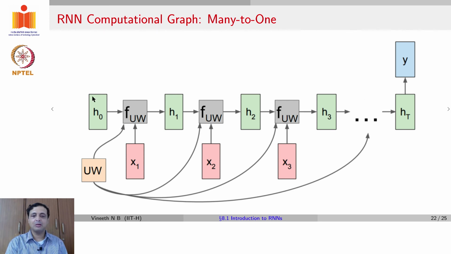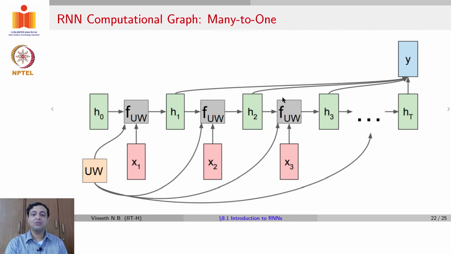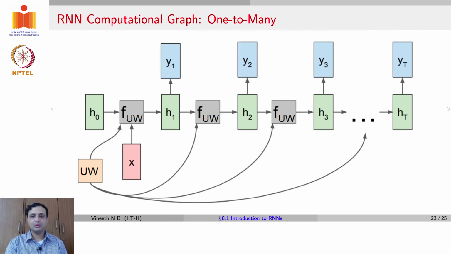The initial part more or less remains the same, but the output Y now is only at the last time step. Is this complete? Not really. In terms of the computational graph, you also need the connections where the Y could be an output that also receives H1, H2, H3, so far and so on as also inputs to compute the final output value.